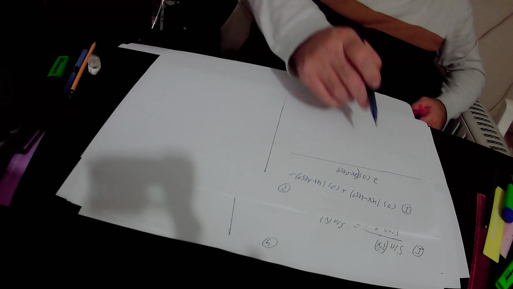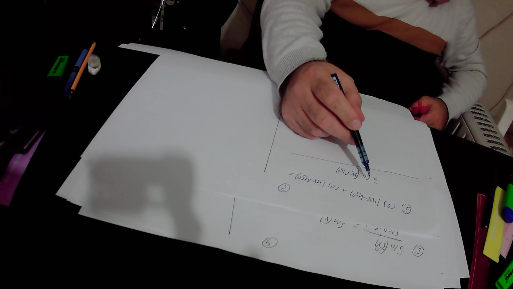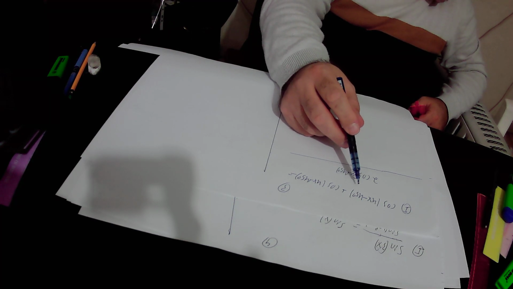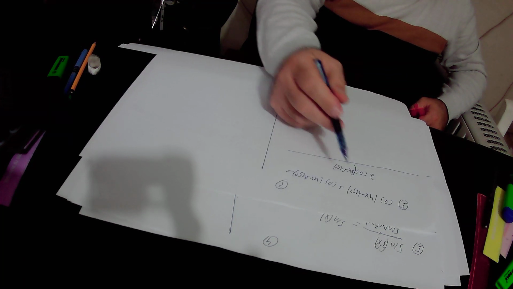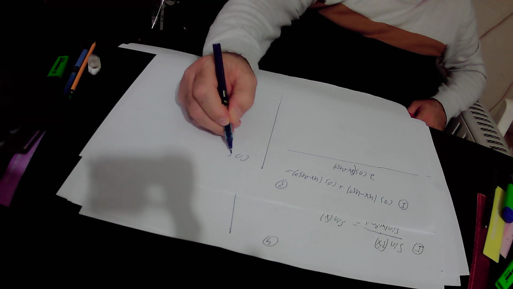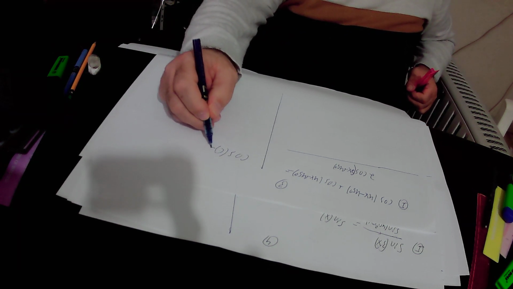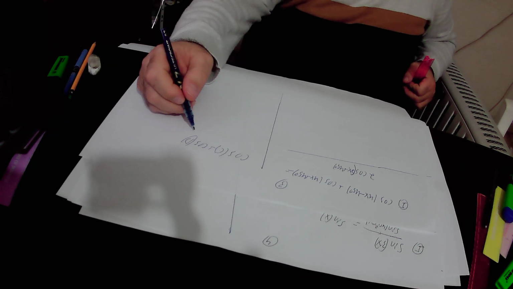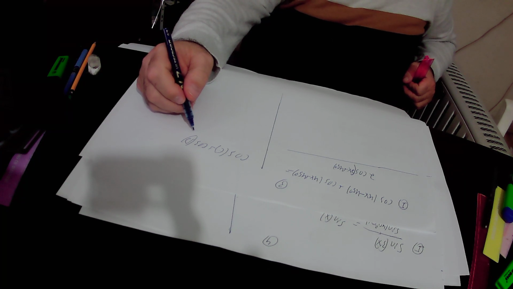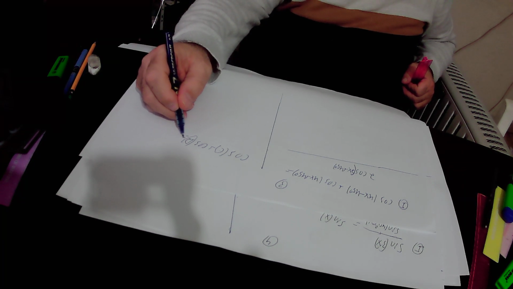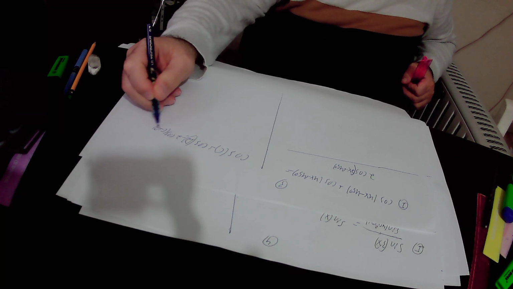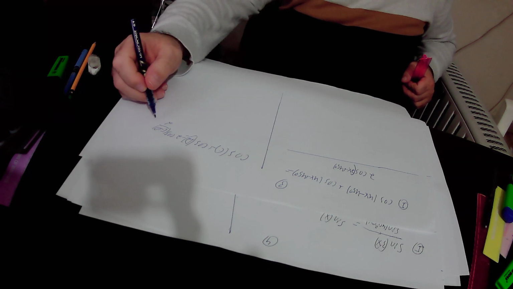So we have here, we will simplify this expression according to the trigonometric identity that cosine C plus cosine D equals 2 cosine C plus D over 2 times cosine C minus D over 2.